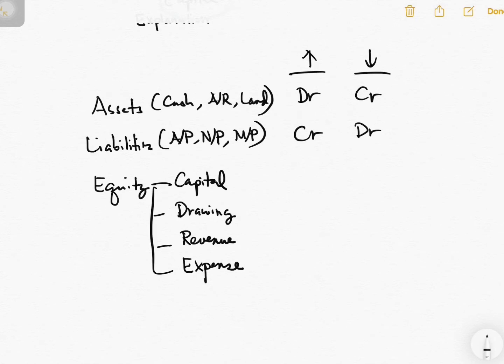Now let's have the elements of equity. For capital, if you want to increase capital, you will credit. For decreases, debit. For drawing, if you want to increase, debit. So this credit. Revenue, if you want to increase, credit, debit. Then for expense, debit, credit.